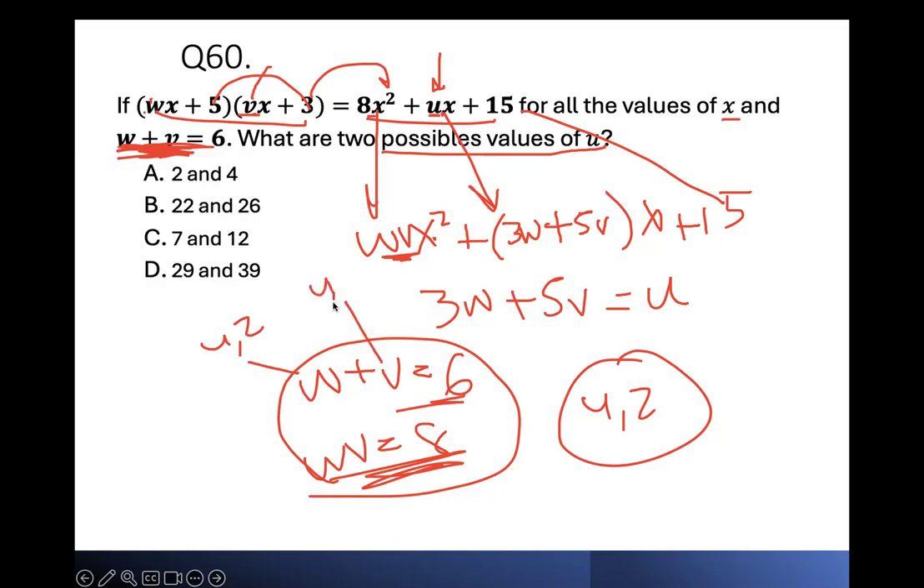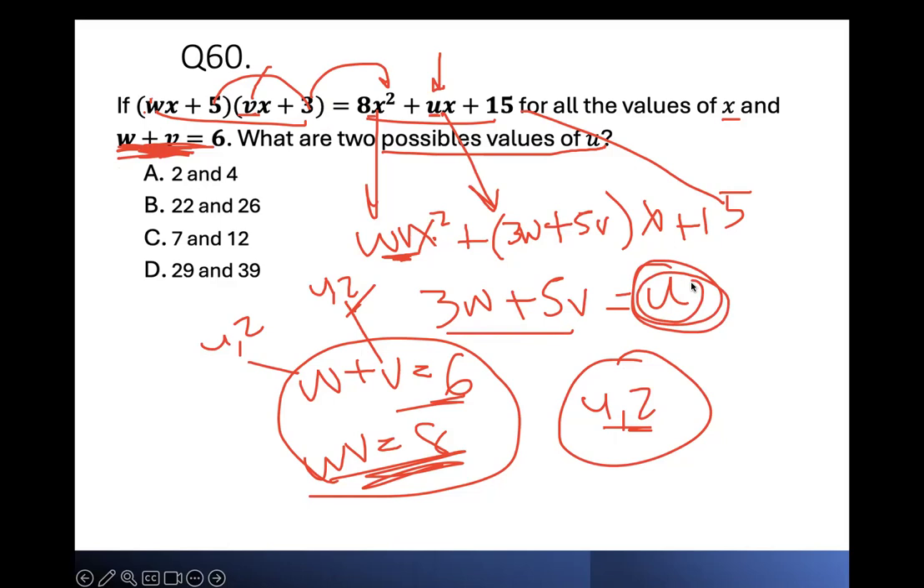V can be 4 and 2 also. So you got to do the pairing. Which one is going to give you the answer? The answer choice is not 4 and 2. They ask you for what? The 2 possible values for all of them to be equal to that. And this is U. They're asking you for U.